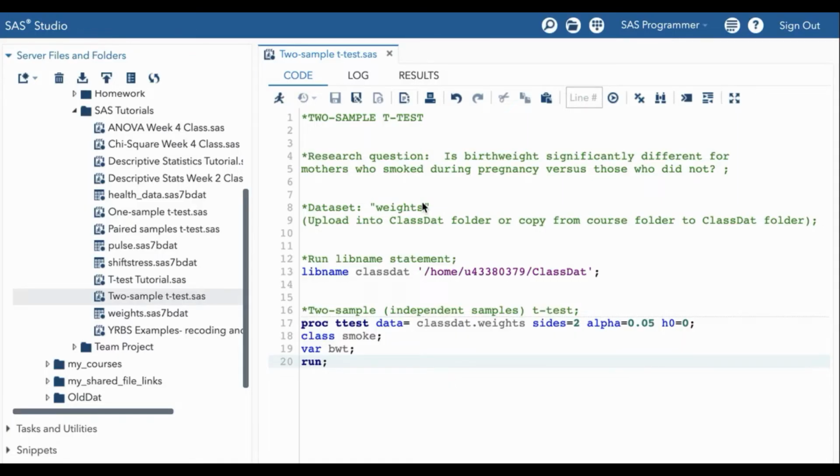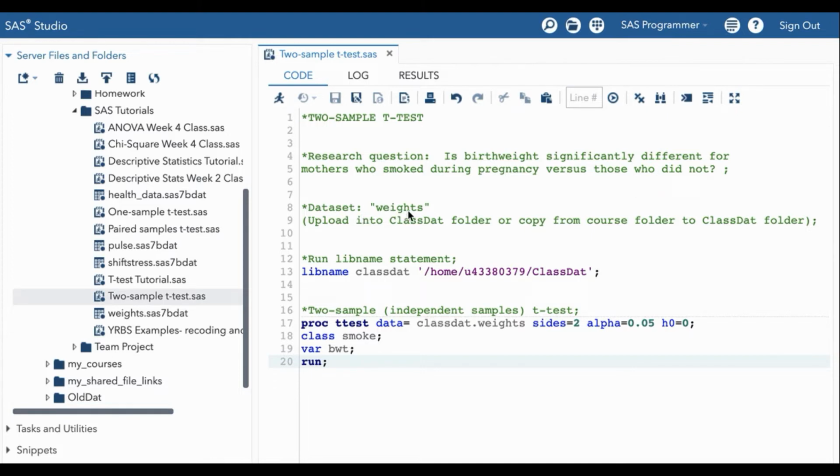Our research question is: is birth weight significantly different for mothers who smoked during pregnancy versus those who did not? So we have birth weight, a scale variable, and we want to know if it's different between two different categories of people in our data set.